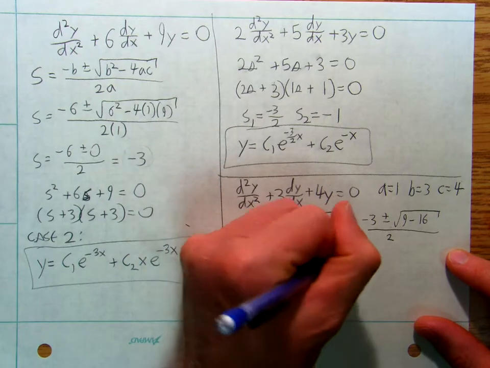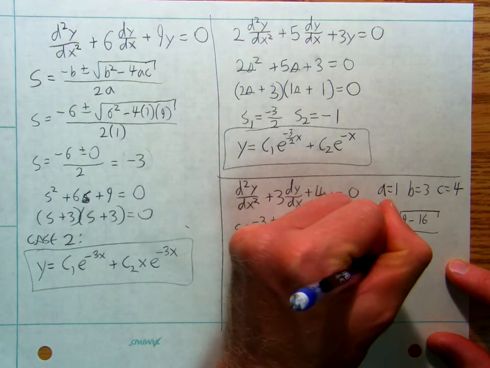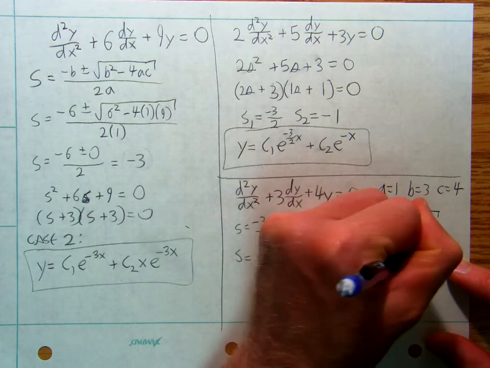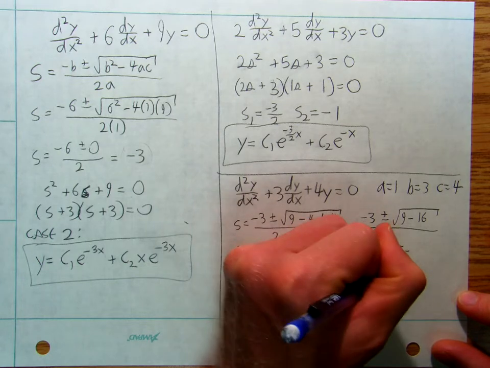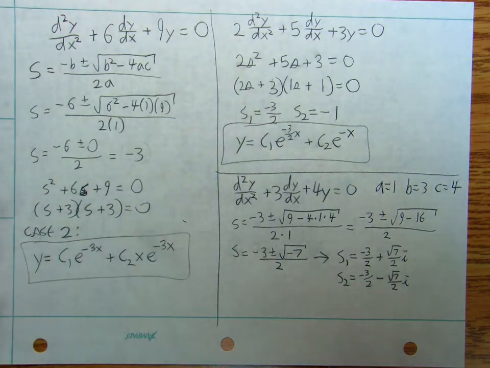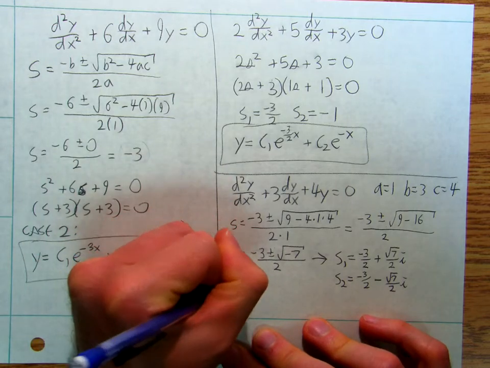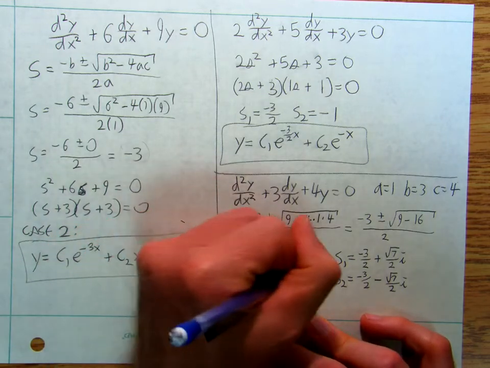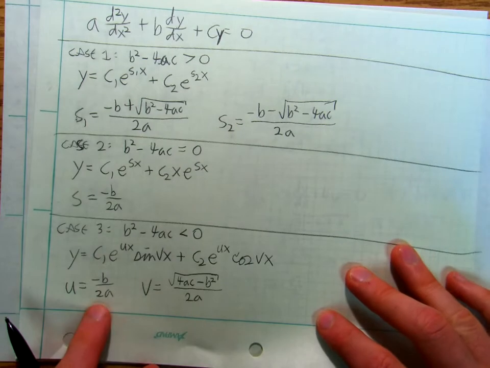So what I'm going to write that as is s1 is equal to negative 3 halves plus root 7 over 2 i, and s2 is equal to negative 3 halves minus root 7 over 2 i. And what I'm really going to say is that u is equal to negative 3 over 2, and v is equal to root 7 over 2. Because I'm sort of just showing you consistency, but that's a case 3.